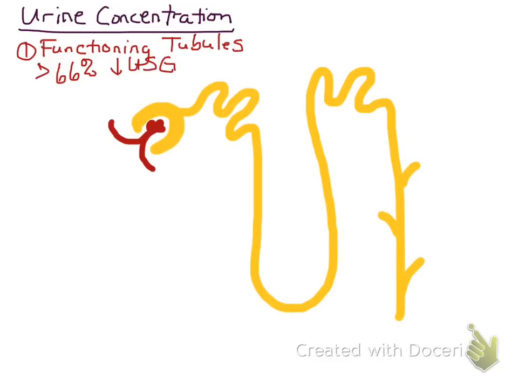And of course that's going to depend on what species you're looking at, so that'll be 1030 in the dog, 1035 in the cat, and 1025 in large animals. So you see this loss of functioning tubules with renal failure.